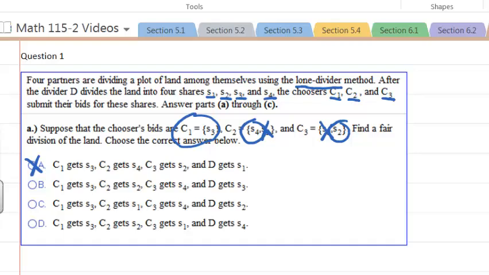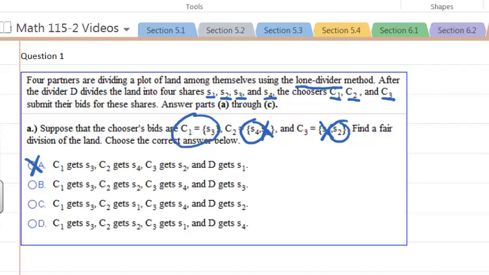Part B. Suppose that the choosers' bids are: chooser 1, share 1 and share 3, chooser 2, share 2 and share 3, and chooser 3, share 2 and share 1. Describe one possible fair division of the land. Choose the correct answer below. Again, first look to see if any of the choosers must receive a particular share. This time, no.